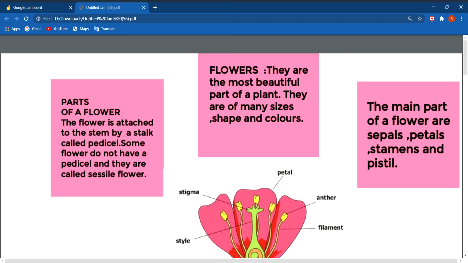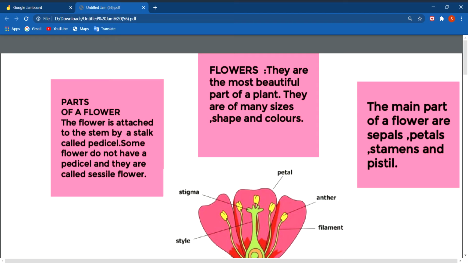We have discussed various parts of the shoot system, that is stem and leaves. Now we shall discuss flowers. Flowers are the most beautiful part of a plant. They are of different colors, fragrance, size and shapes, like hibiscus, rose, jasmine, marigold. All these flowers you must have seen, and they have different types of smell, color and shape.